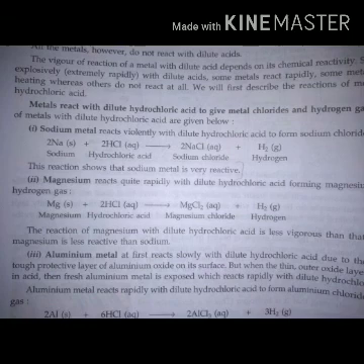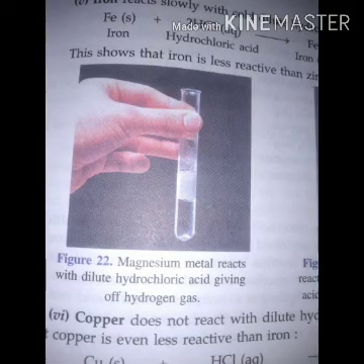So, for example, sodium metal reacts violently with dilute hydrochloric acid to form sodium chloride and hydrogen. This reaction shows that sodium metal is very reactive. Magnesium reacts quite rapidly with dilute hydrochloric acid, forming magnesium chloride and hydrogen gas. The reaction of magnesium with dilute hydrochloric acid is less vigorous than that of sodium, so magnesium is less reactive than sodium.